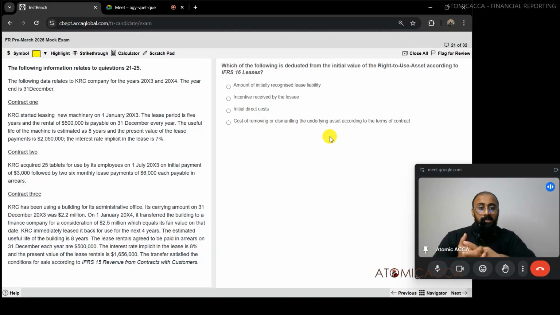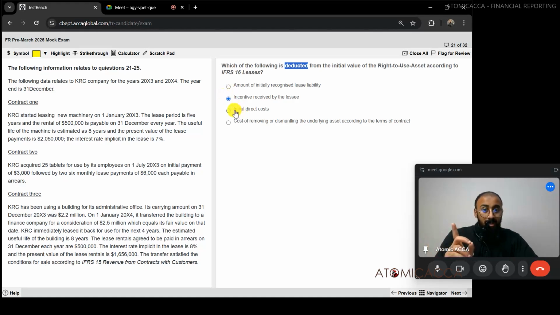Which of the following is deducted from the initial value of right of use asset according to IFRS 16? Amount of initially recognized lease liability, which is basically the present value of lease liability. That's what you start with. So that is something to be added. They're asking what is to be deducted. So option 1 is out. Incentives received by the lessee. Incentive means any kind of discounts that you're getting. Now when you get a discount, cost of the asset will go down. So option B could be an answer.